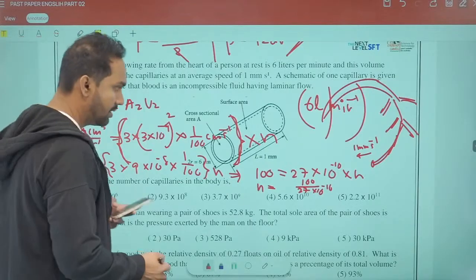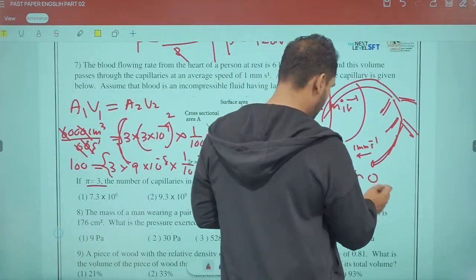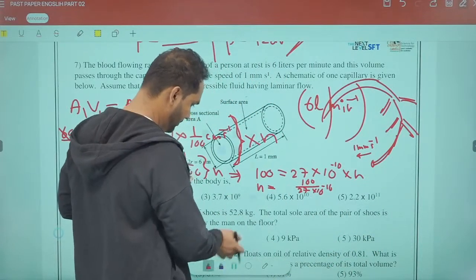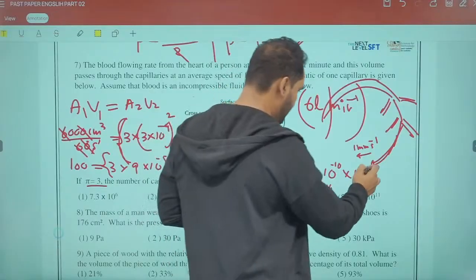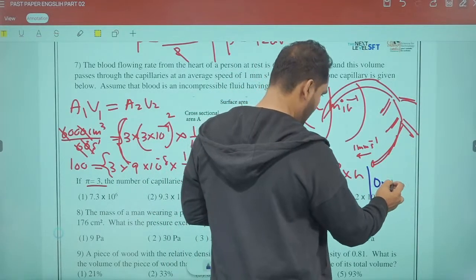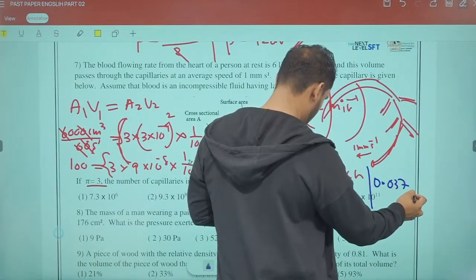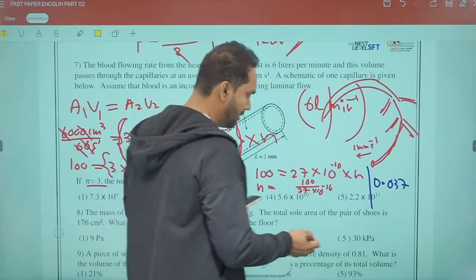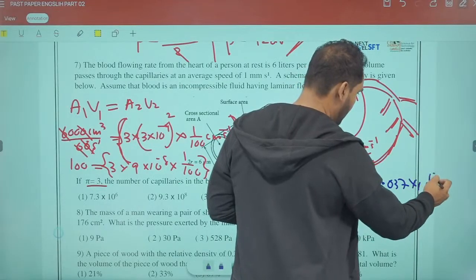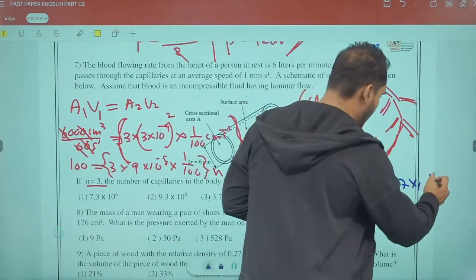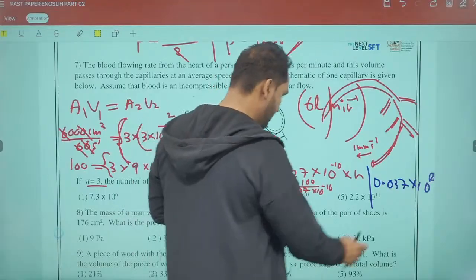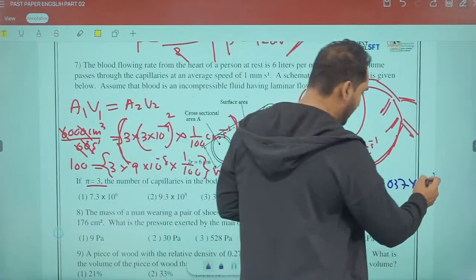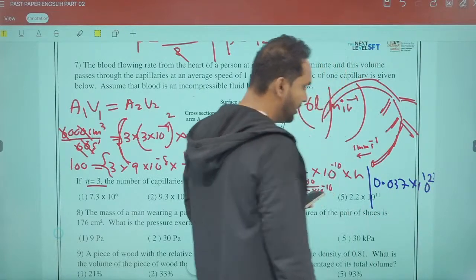That is 0. Sorry. This is what I have received so far: 0.03703, and it continues. Multiplied by 10 to the power 12. I have 10 to the power 12 here because of the 100. Because the 100 is 10 to the power 2, and this 10 to the power 10, adding together, is becoming 10 to the power 12.